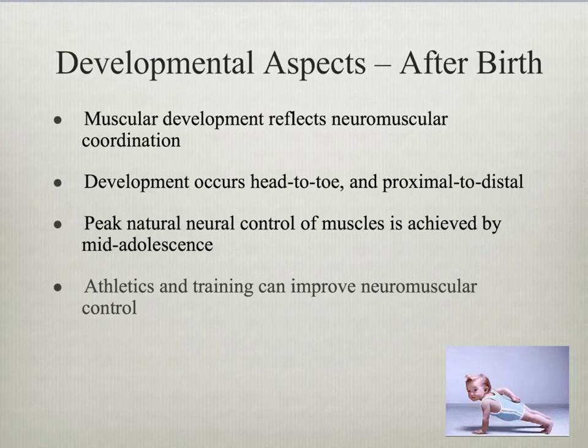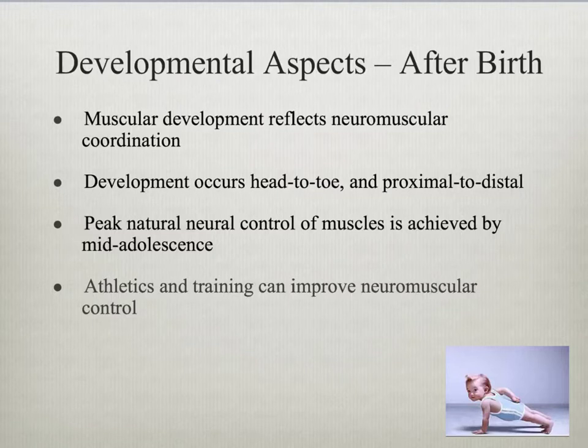Okay, so when you are born, or shortly after birth, muscular development reflects neuromuscular coordination. And so this means that a baby's muscles will develop as their neurology starts to develop. So as they see things and they practice moving and they practice touching, that moves on and on until they get to the point where they're walking and running and riding bikes and all kinds of stuff. So it usually occurs from head to toe and proximally to distally.